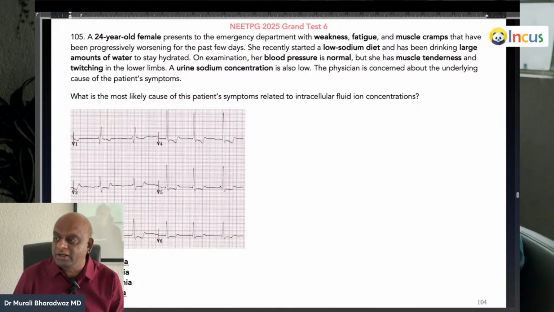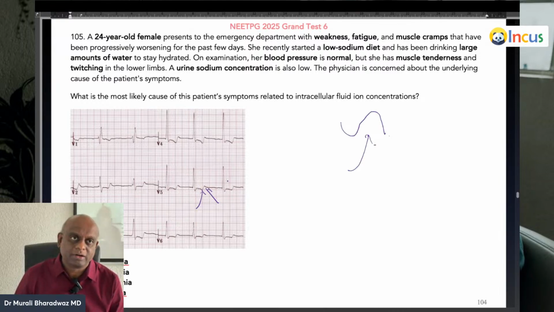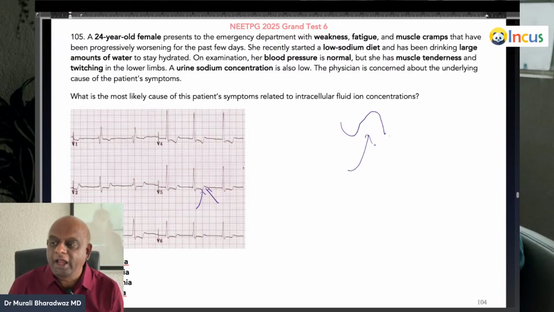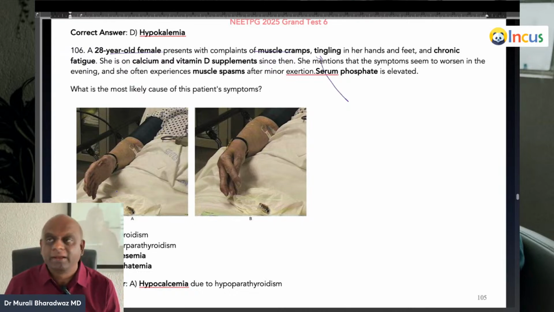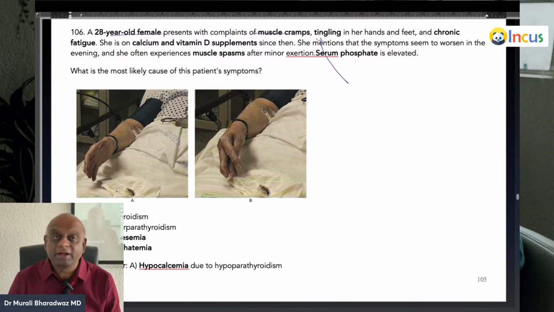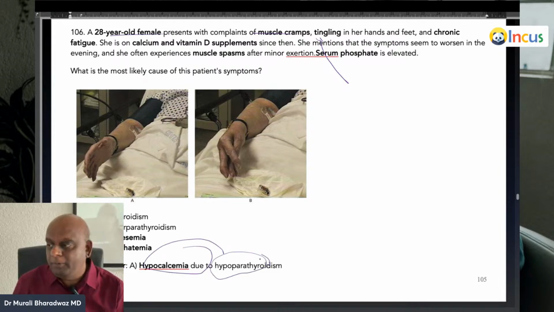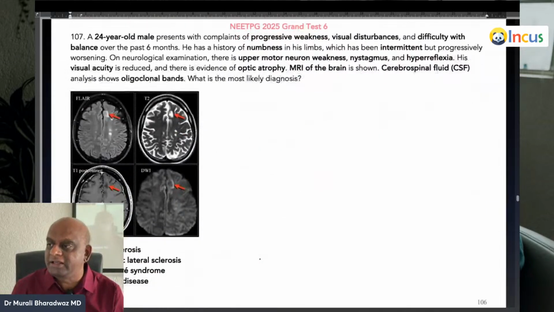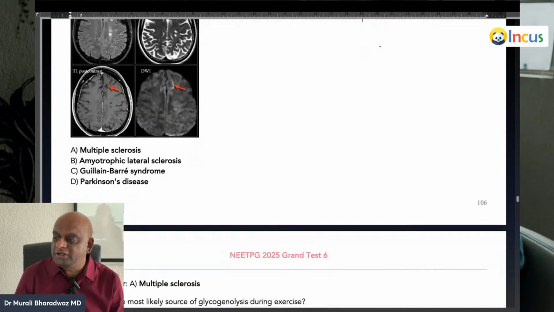So, what you are seeing here, doctor, there is a T wave, immediately following that there is a U wave. That's the reason there is a biphasic wave, T wave, which is typical of hypokalemia. A 28-year-old female with muscle cramps and tingling in her hands and feet. Serum phosphate level is elevated and calcium level is decreased, which is a feature of hypoparathyroidism leading to hypocalcemia.